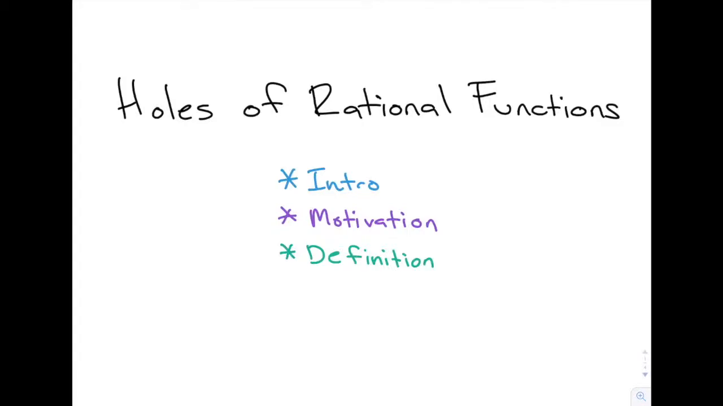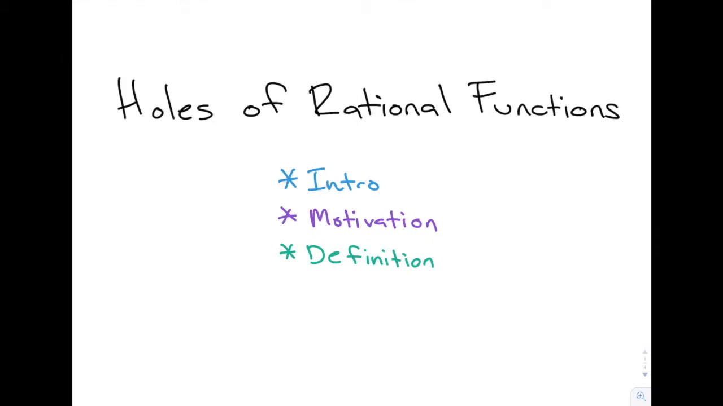In this video, we'll look at holes of rational functions. Up to this point, we've looked at rational functions and assumed that both the polynomial in the numerator and the denominator do not have factors in common. If they do have a factor, it's okay for us to cancel that factor, but we have to be really careful about what's happening at that zero.